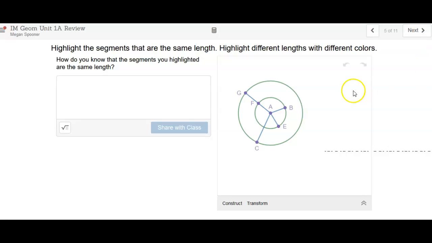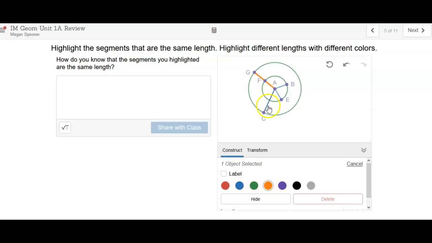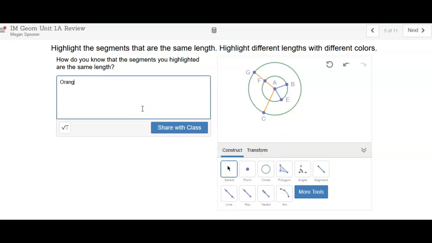Highlight the segments that are the same length in the same color, and different lengths with different colors. So one segment that we could highlight here would be this segment right here, and we can also highlight this segment right here. We know that these two are the same length, because they are the radius of the same circle. We can leave the other ones blue, so we can say the blue segments are the same length because they are the radius of the smaller circle.